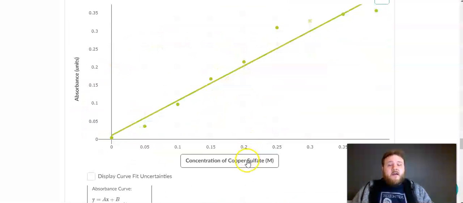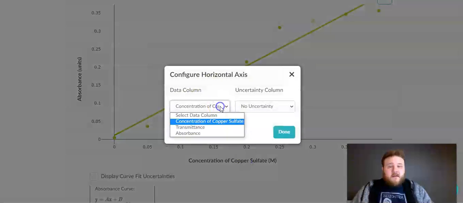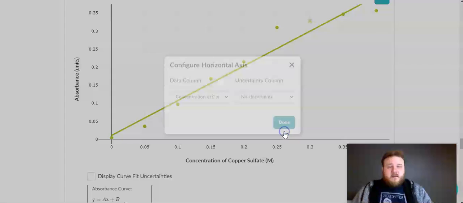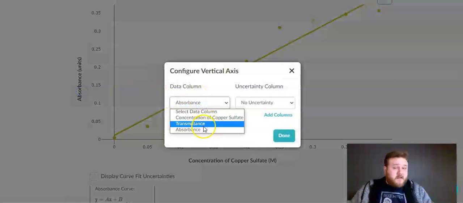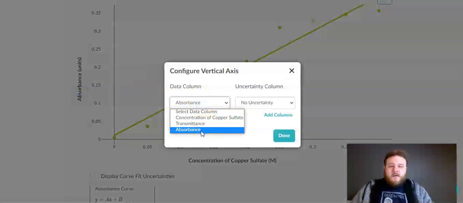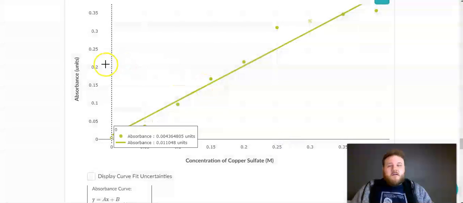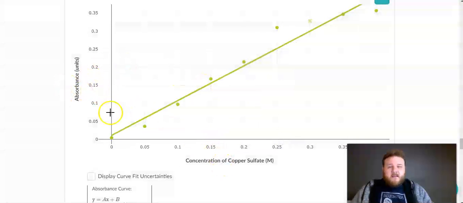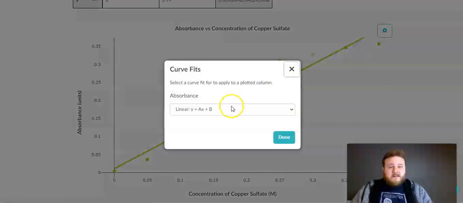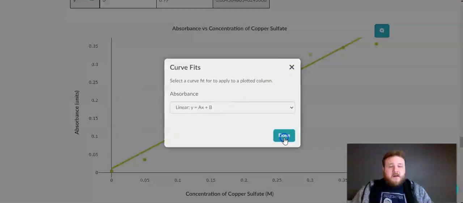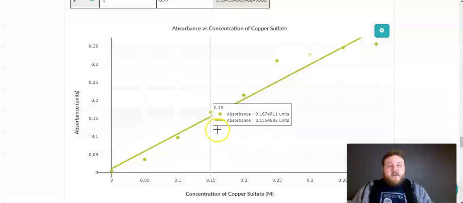be blank, okay? When you click here, you have to click the column. I clicked concentration of copper. Don't worry about this uncertainty column. When you click here, you click the absorbance. You could click transmittance, but we really want to look at absorbance. So that's how you pick the column for each axis. And then here, you click curve fit, and you're going to click linear. Now you're going to get a line.